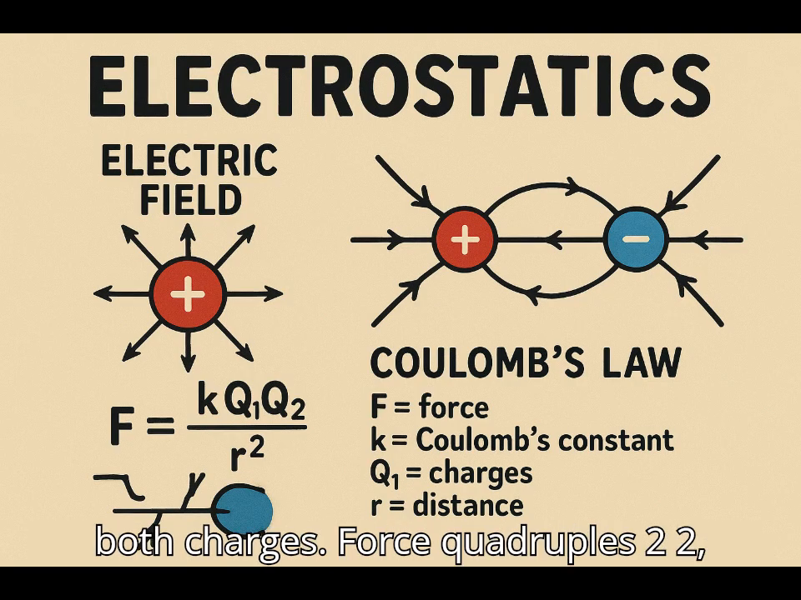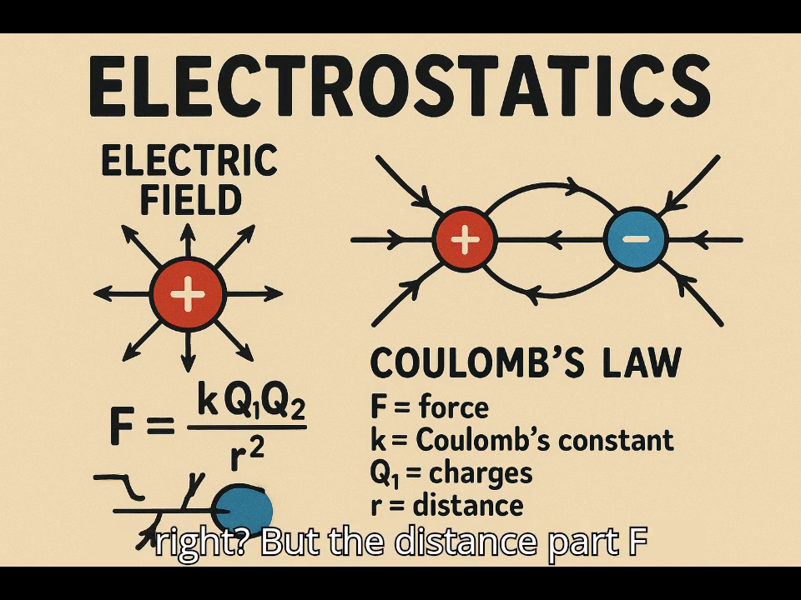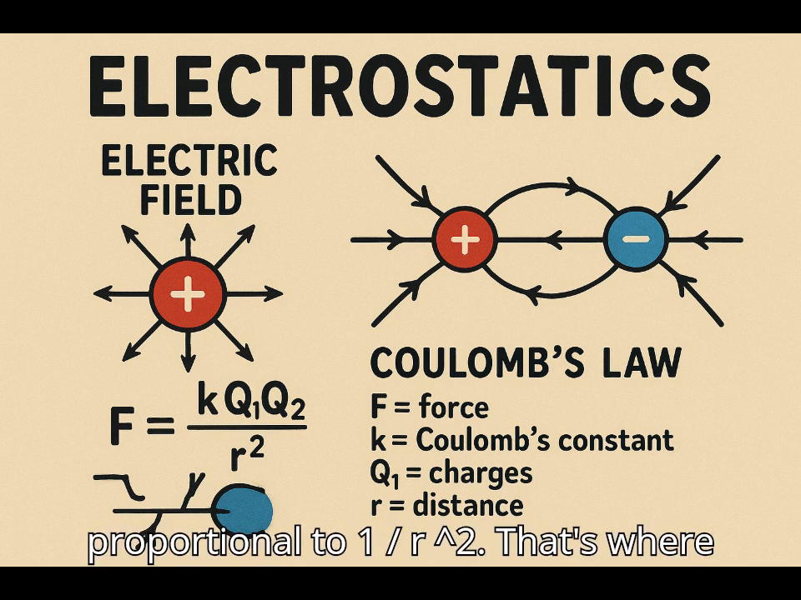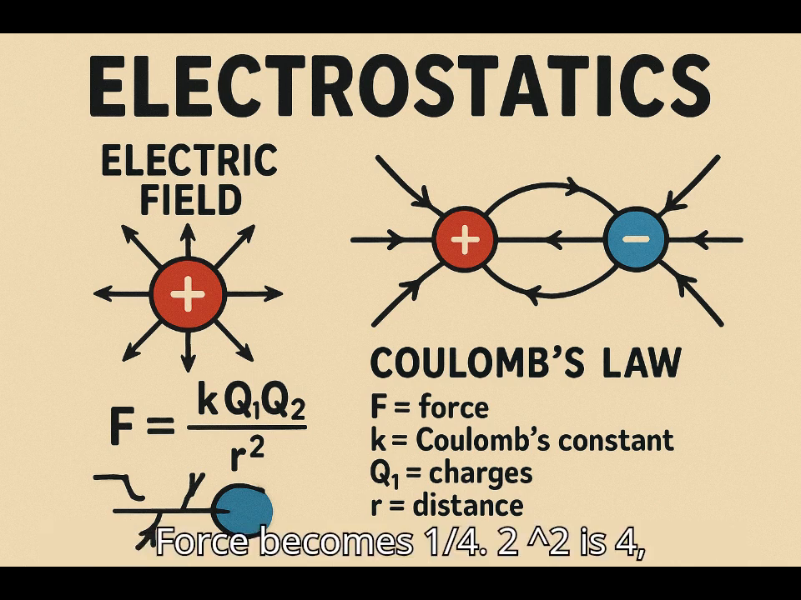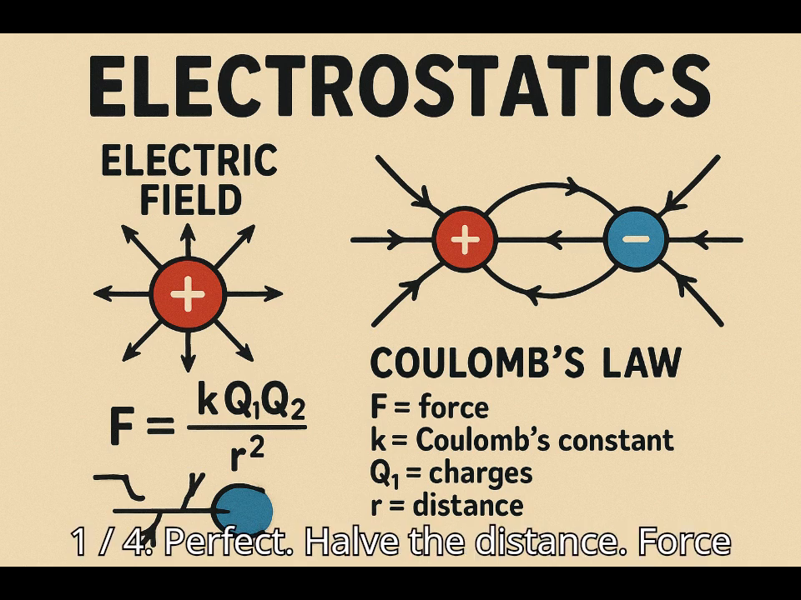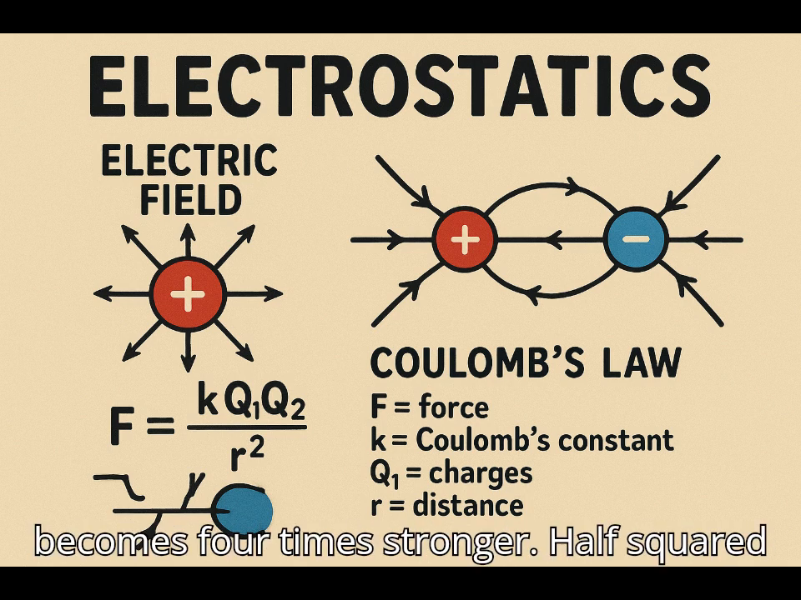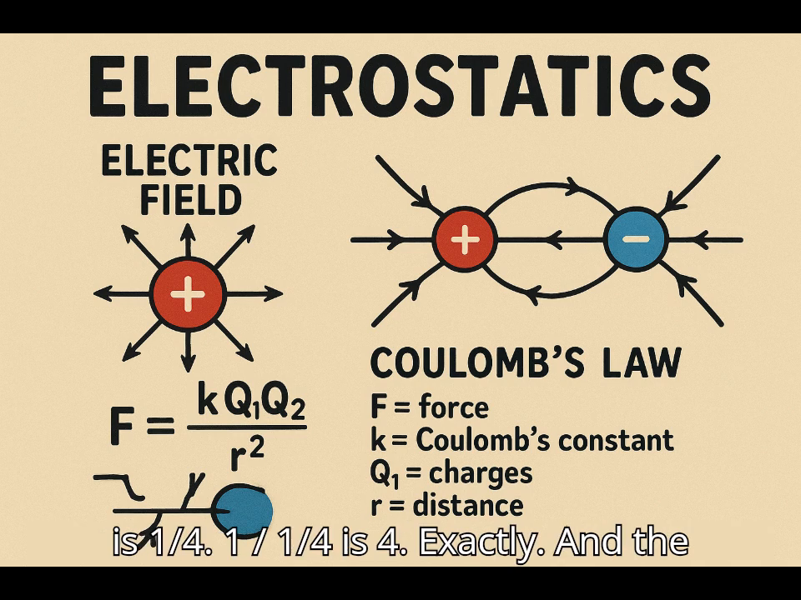Force quadruples, 2 times 2. Right. But the distance part, F proportional to 1 over R squared, that's where things get dramatic. Double the distance, force becomes 1/4. 2 squared is 4, 1 over 4. Perfect. Halve the distance, force becomes 4 times stronger. Half squared is 1/4, 1 over 1/4 is 4.